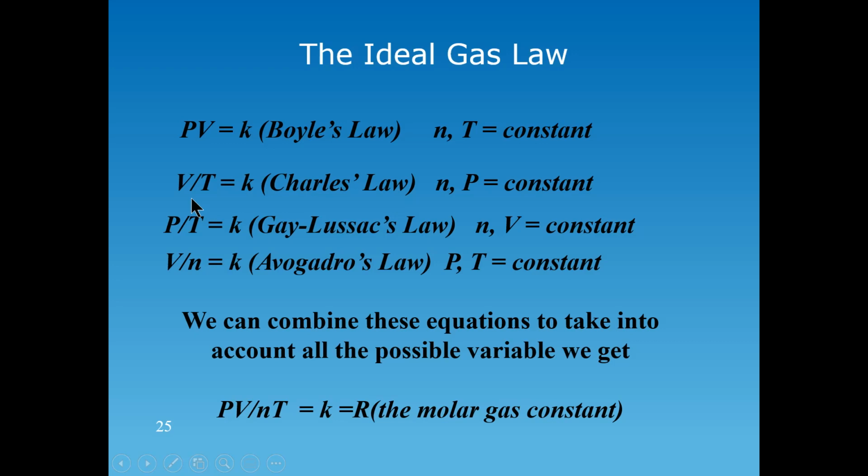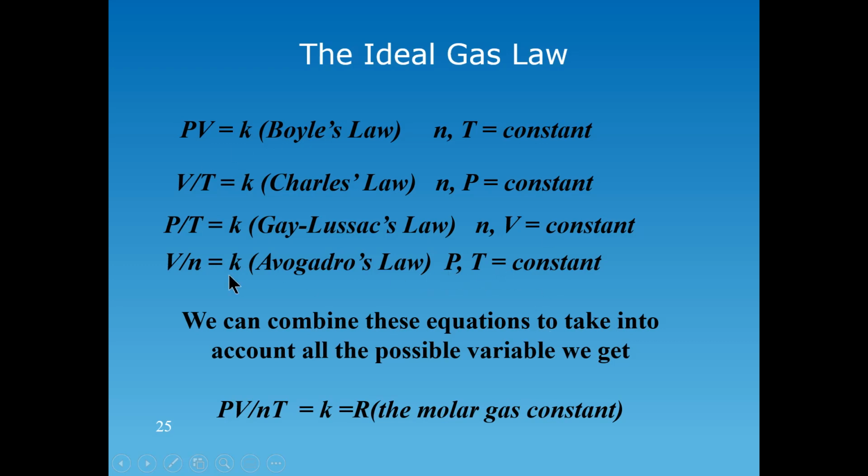In the case of Charles' law, volume divided by temperature is equal to a constant, when the number of moles and pressure are constant. Pressure divided by temperature is equal to a constant. That's Gay-Lussac's law, and in that case the number of moles and volume are constant. Finally, volume divided by the number of moles is equal to a constant. That's Avogadro's law, and in that case pressure and temperature must be constant.